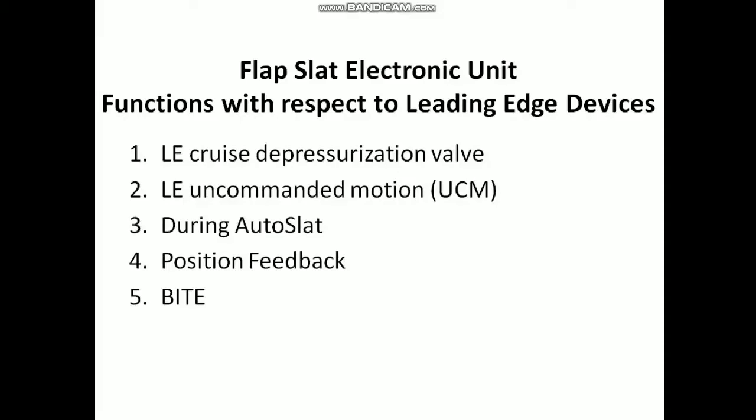Third is during auto slat. When the auto slat function becomes active, the stall management yaw dampers send a signal to the FSEU. The FSEU uses this data to inhibit the leading edge flap transit light during auto slat extension of the leading edge slats in the air. Fourth is position feedback. 30 proximity sensors provide leading edge devices position to FSEU.